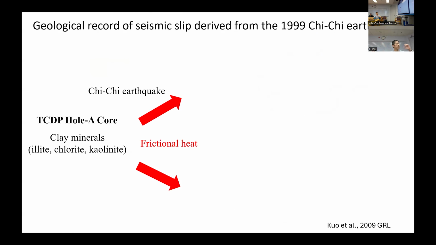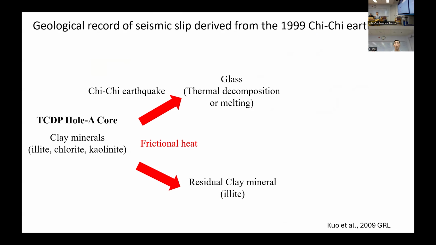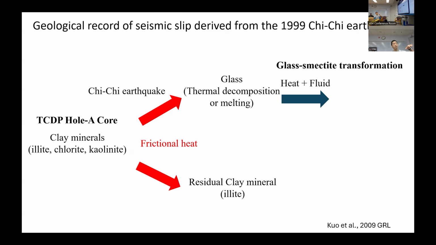So we do have the TCDP core, and during the Chi-Chi earthquake, you have frictional heat. So low melting temperature clay got thermal decomposition. Illite, compared to other clay, has a little bit higher melting temperature, about 900 to 1000 degrees Celsius. And kaolinite and chlorite have a lower melting temperature. Then during the quenching, you have frictional heat, but you also have fluid within the fault zone. So the hot fluid mixed with glass will transform the glass to smectite.